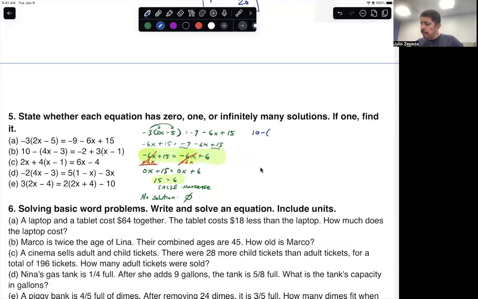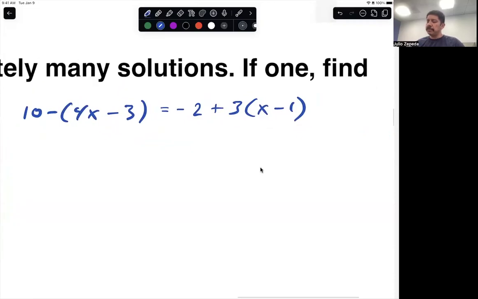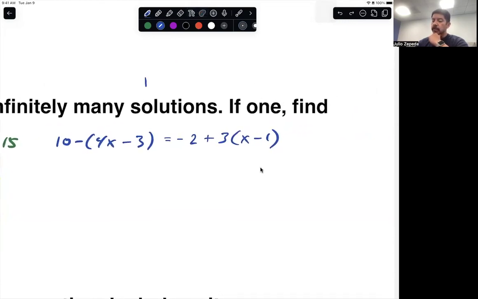10 minus (4x plus -3). Ooh, this is a good one. Equals -2 plus 3 times (x minus 1). This is a good problem for many reasons. But one of the reasons is a lot of times students want to combine this -2 and that +3. And we don't want to do that because that would be an addition problem. And what we're doing here is we need to simplify this. We need to use the order of operations. Please excuse my dear Aunt Sally.